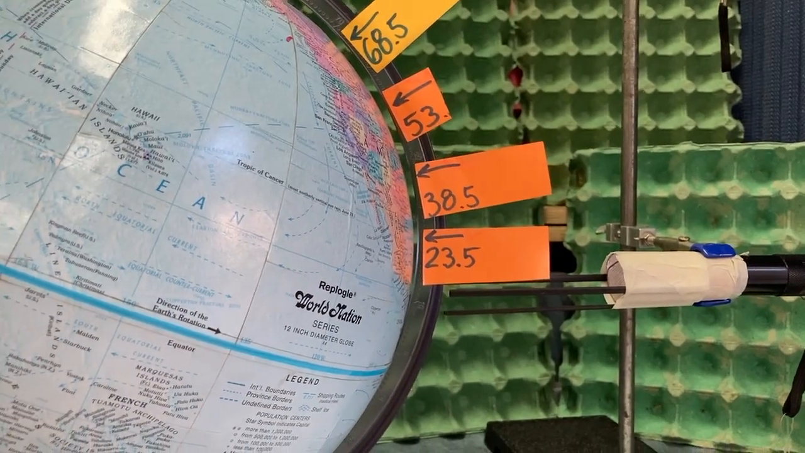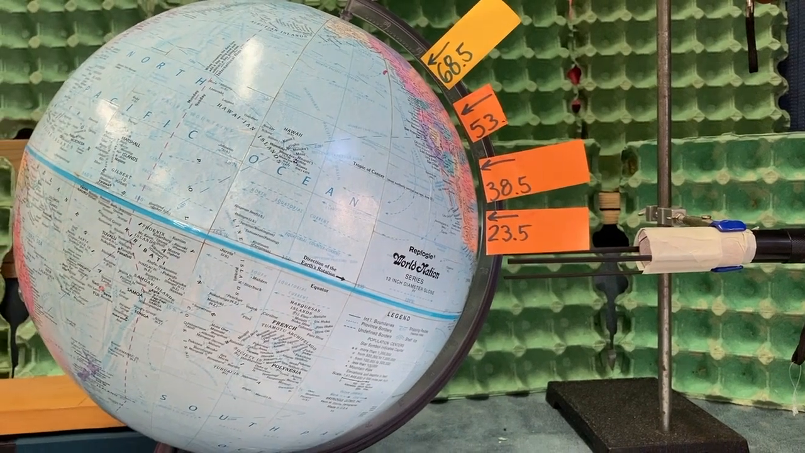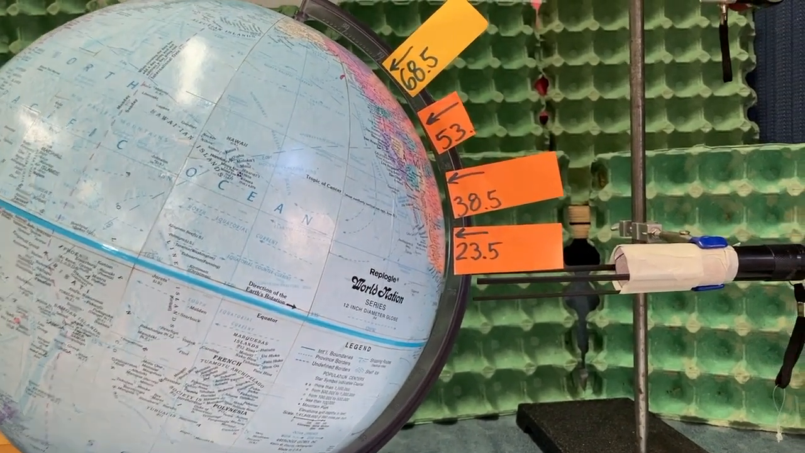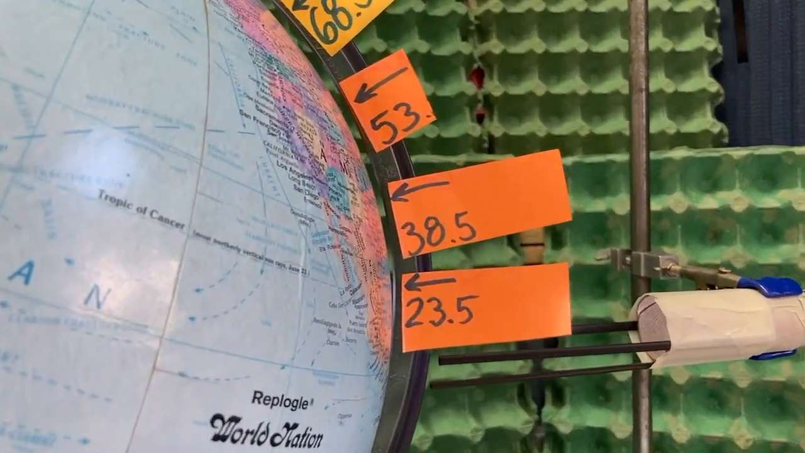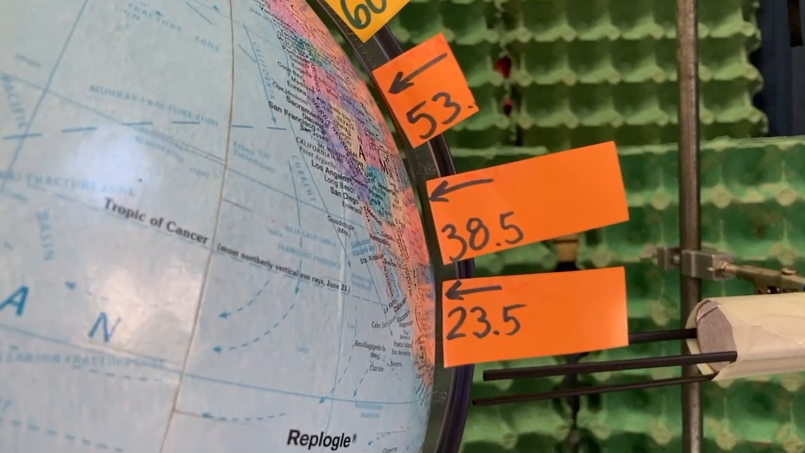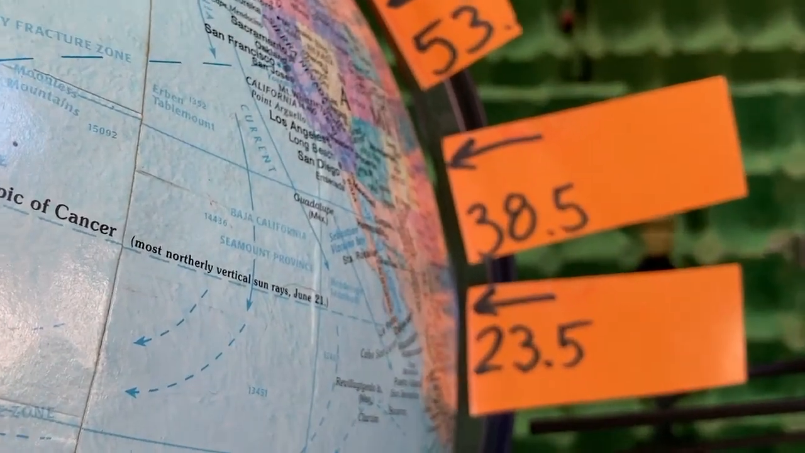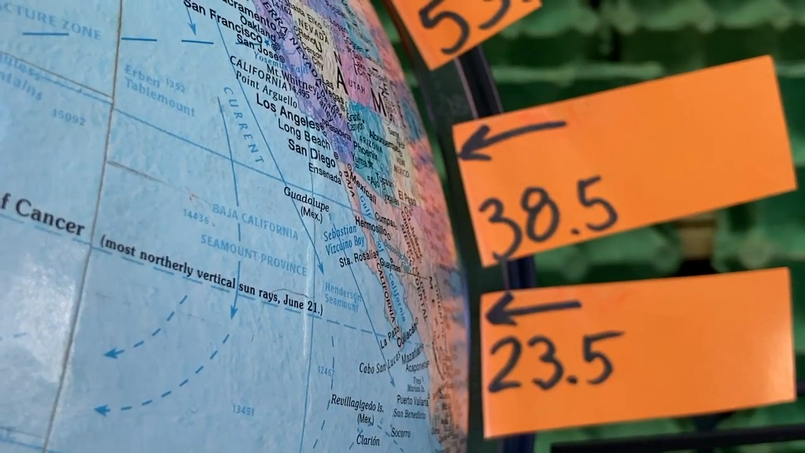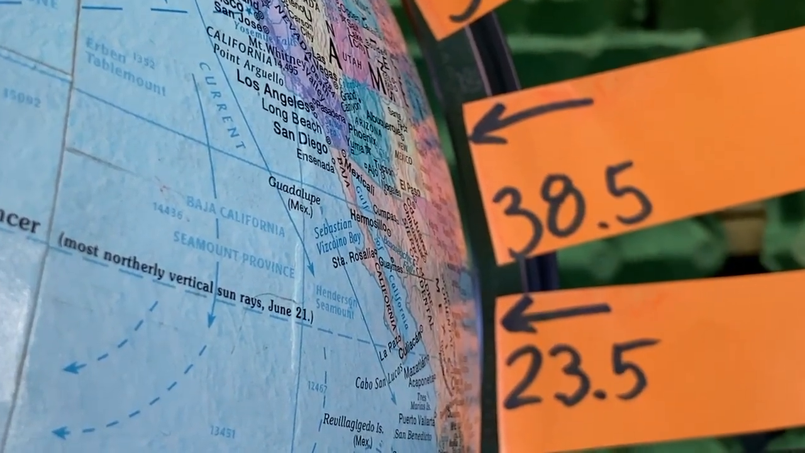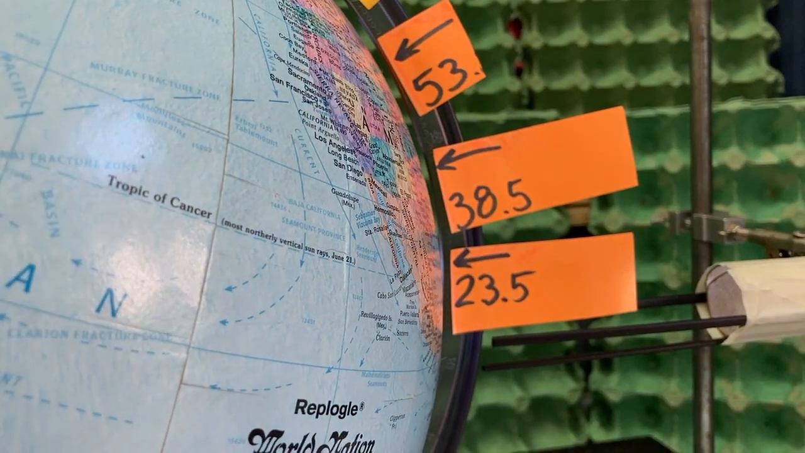When the Earth is tilted towards the sun in the middle of June, the most direct rays are going to be at this line right here printed on the globe called the Tropic of Cancer. And if you zoom right in, it says the most northerly vertical sun rays on June 21st. It's printed right there on the globe.